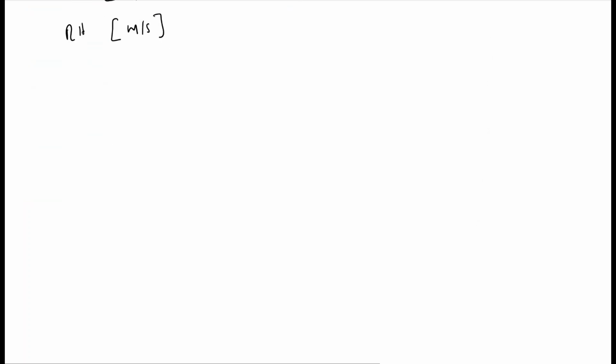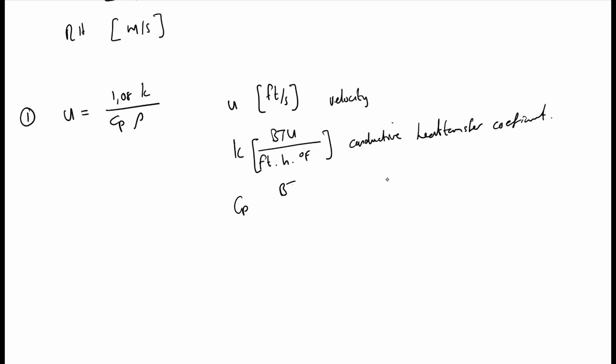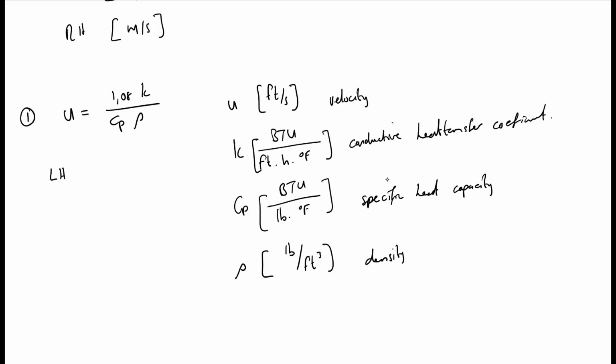Let's look at some other examples of empirical formula. For instance, U equals 1.08 K over Cp rho, with U in foot per second, and it's a velocity, with K in BTU, British thermal units, which is an energy unit, over foot hour degrees Fahrenheit, and this is a conductive heat transfer coefficient. Cp in units of BTU over pound degrees Fahrenheit, and Cp is the specific heat capacity. And then lastly, we have the density rho in units of pound per cubic foot. Looking at this, we see that the left-hand side of the equation is in foot per second, and the right-hand side of the equation is in foot squared per hour. This is not dimensionally consistent.